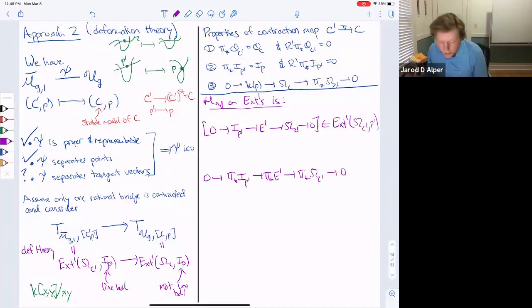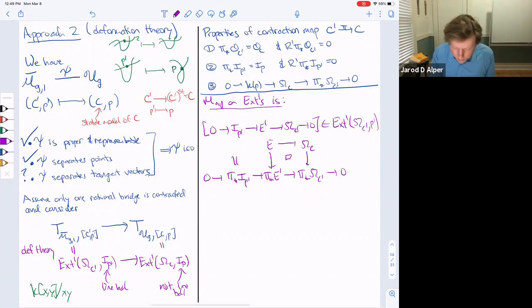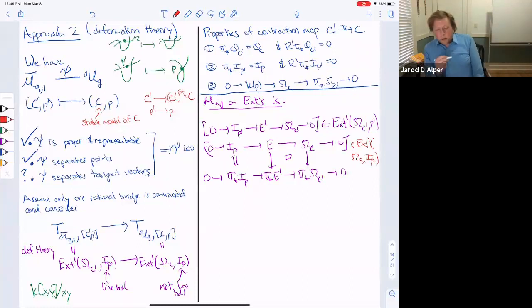But on the other hand, I know I have a map from omega C here, and I define E as the Cartesian product here of sheaves. This is all living on C. And this I know is IP. And so this is the image extension that lives in Ext^1 of omega C, IP. All right, so that's what the map on X does.